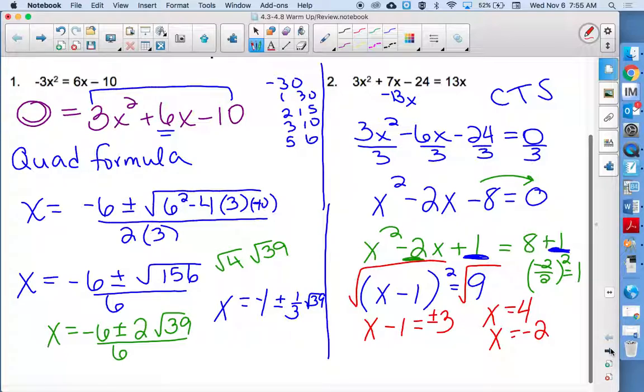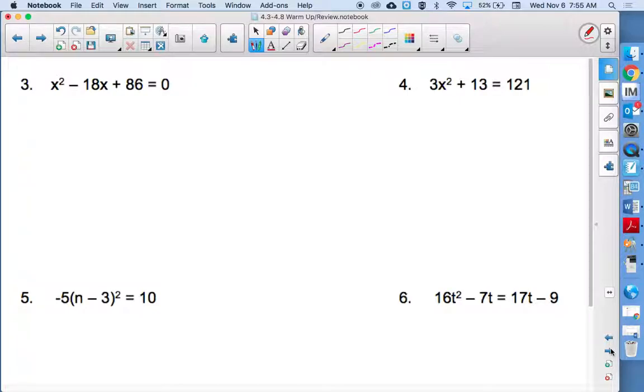So looking at the one underneath, looking at number 3. We have x squared minus 18x plus 86 equals 0. So I would check factoring first. Are there 2 numbers that multiply to be 86 that combine to be negative 18? So that would be the first thing to check. Josh, are there 2 numbers that multiply to be 86 that combine to be negative 18? No? So there aren't too many factors of 86 to begin with.